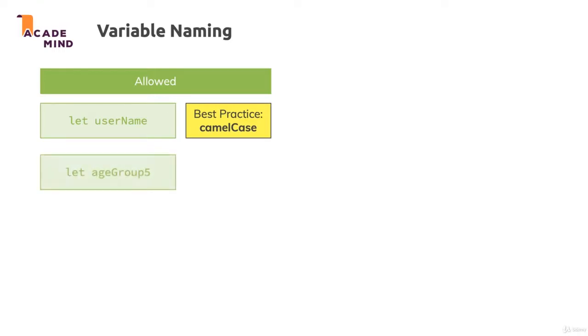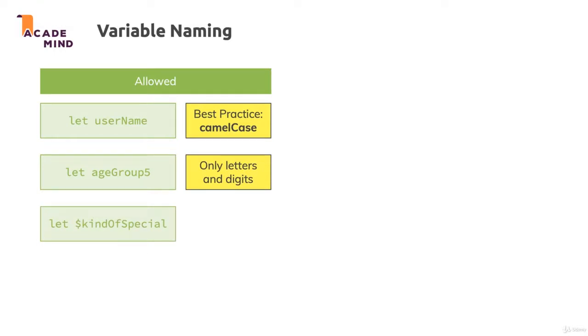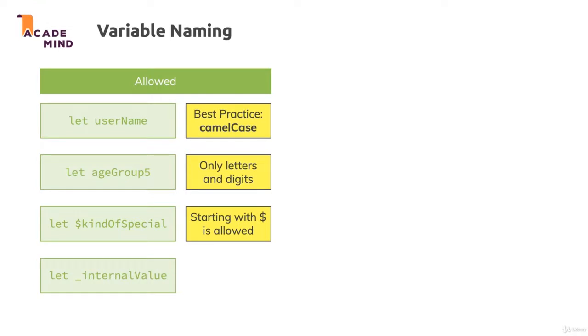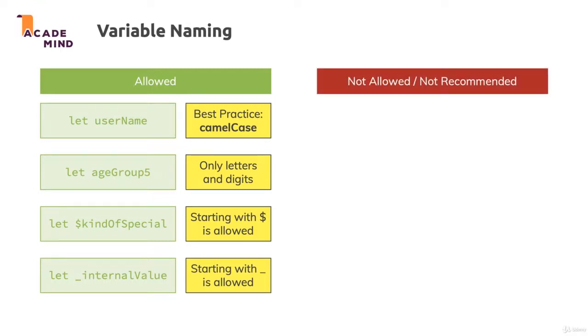Now, also allowed would be a name like this. It's basically similar to the first example, but this also includes a digit because your variable names can be made up of any letters or digits. You can also use the $ sign special character, and your variable name can even start with it. You can use it anywhere in the variable name, but it can even start with it. Similarly, you can also use the underscore character at the beginning of your variable name or anywhere inside of it, so that's also allowed.